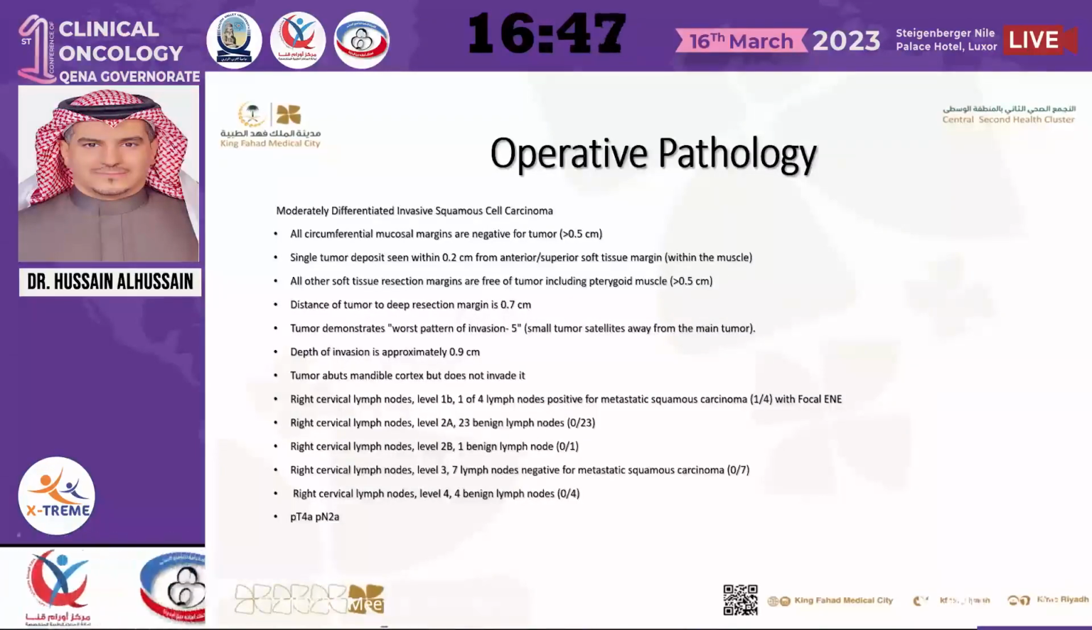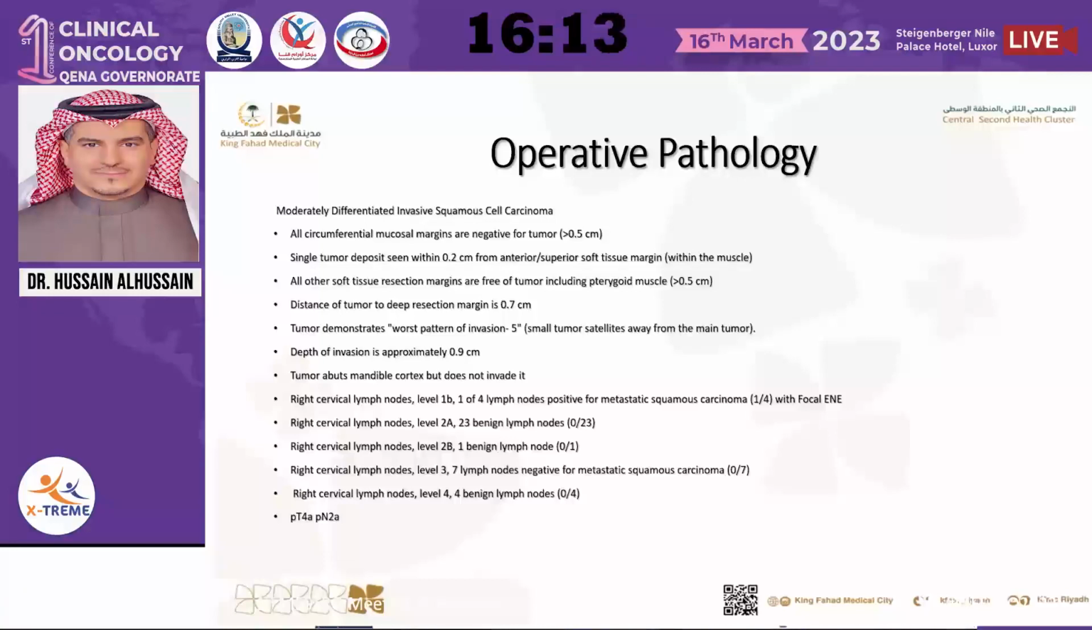These are the pathology findings showing moderately differentiated invasive squamous cell carcinoma with negative margins over 5 millimeters. There is a single tumor deposit within 2 millimeters of the anterior superior soft tissue margin within the muscle. All other soft tissue resection margins were free of tumor, including the pterygoid muscle, at over 5 millimeters. The distance of the tumor to the deep resection margin was 7 millimeters.